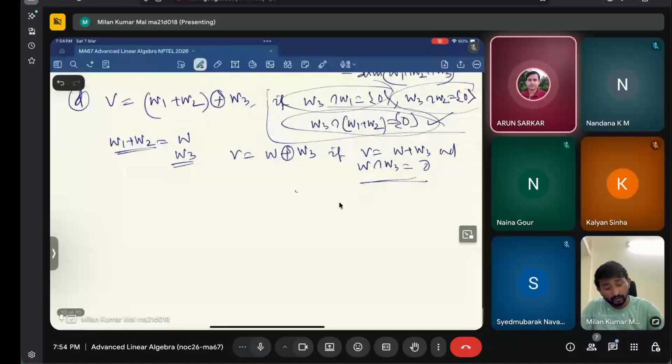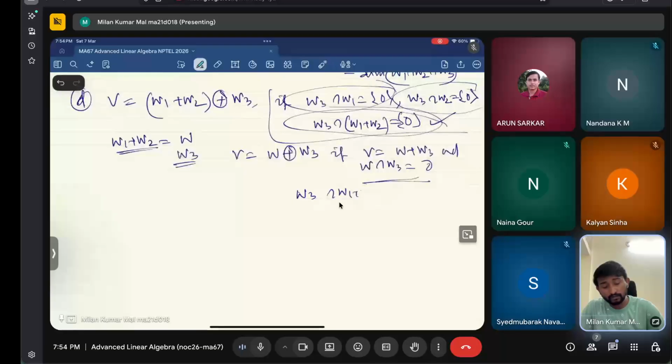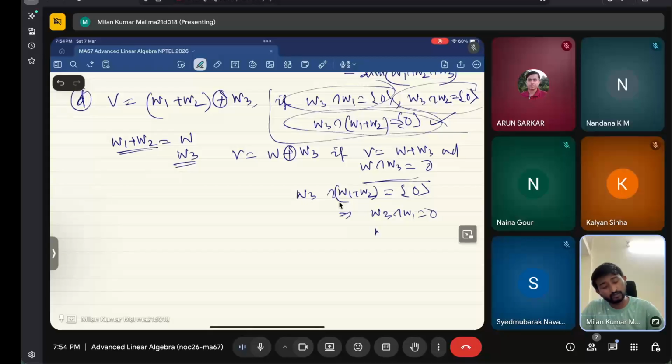Yes, W3 intersection W1 plus W2 is equal to 0. This will show that W3 intersection W1 is equal to 0 and W3 intersection W2 is equal to 0. Because if not, for example, if there is some non-zero X, then you can write that X itself in this one, right?